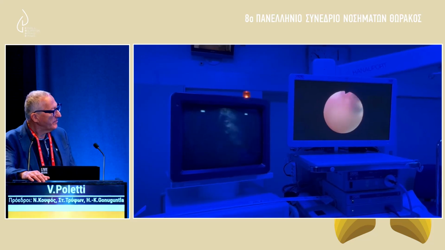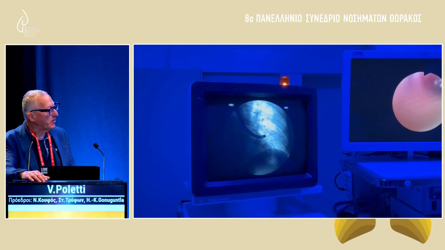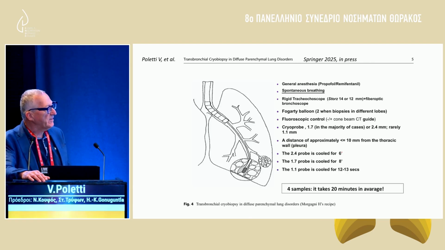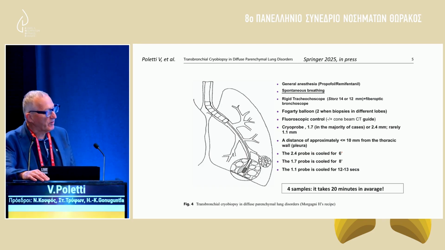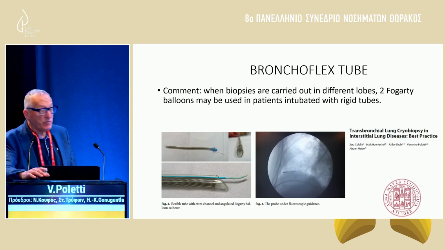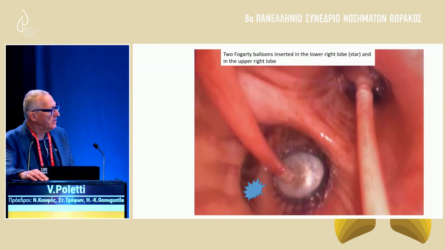You see there, we stay very close to the pleura, another important point to consider. This is our recipe. We freeze with the 1.7 for 8 seconds, with the 2.4 for 5 to 6 seconds, and we stay very close to the pleura. You can do this with an orotracheal tube, or even with the laryngeal mask, or even without any intubation.